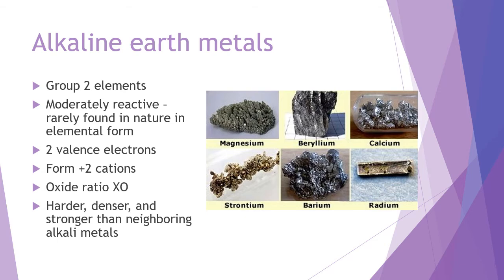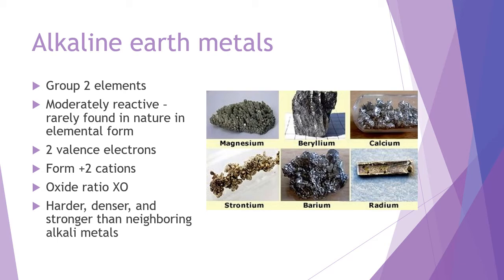Next door to the alkali metals are the alkaline earth metals, the members of group 2. These are also moderately reactive. You don't traditionally find them in their natural state in nature. However, you can still occasionally find them in the lab and they don't require that much special storage, unlike the alkali metals.